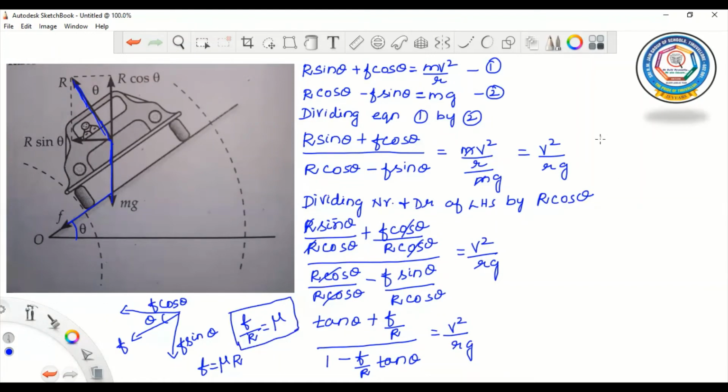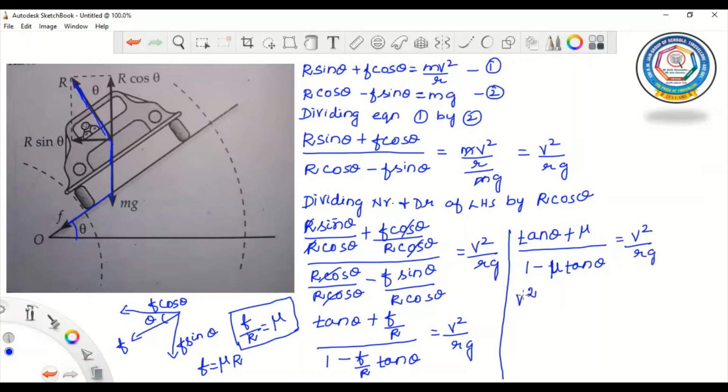So what will we get now? I'll write here: tan theta plus F by R, which is nothing but mu, divided by 1 minus mu tan theta, is equal to v square by rg, or v square is equal to rg into mu plus tan theta divided by 1 minus mu tan theta.